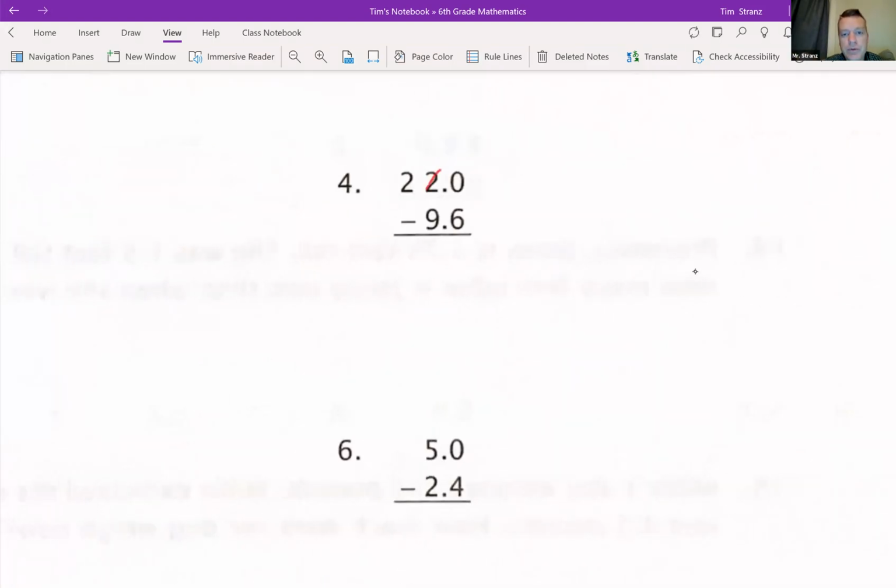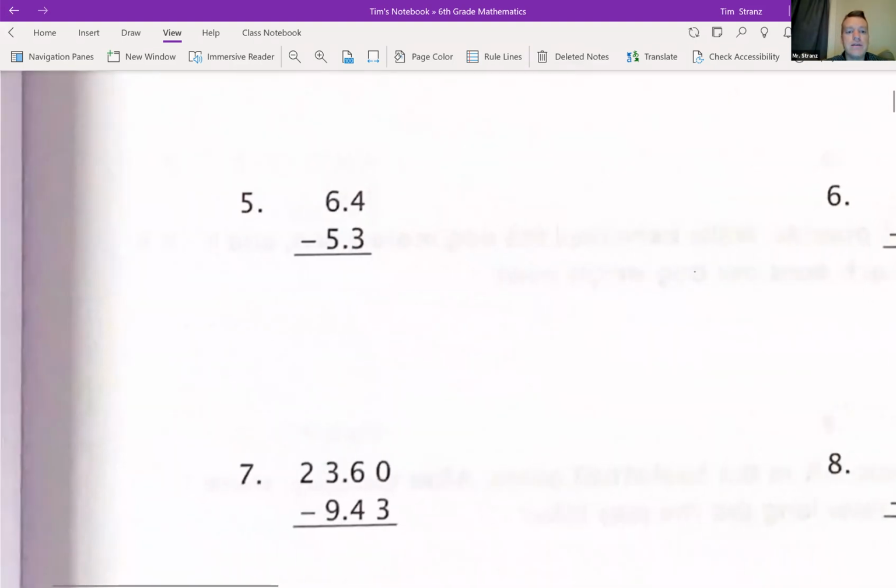Okay, number 4. I'm going to have to borrow 1 from this 2. That becomes a 1. That becomes a 10. 10 minus 6 is 4. Here's my decimal. I'm going to have to borrow 1 from here. Okay, 11 minus 9 is 2. And I got my 1. Okay, so 12.4.